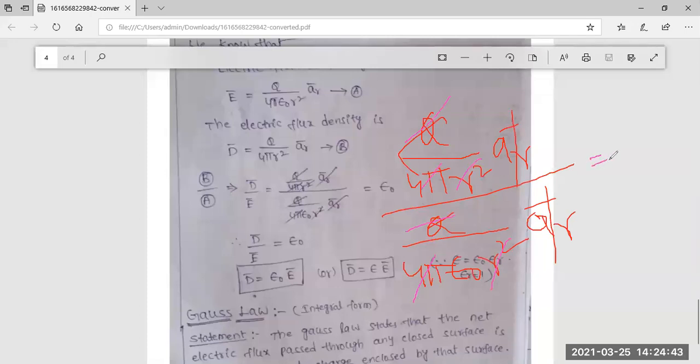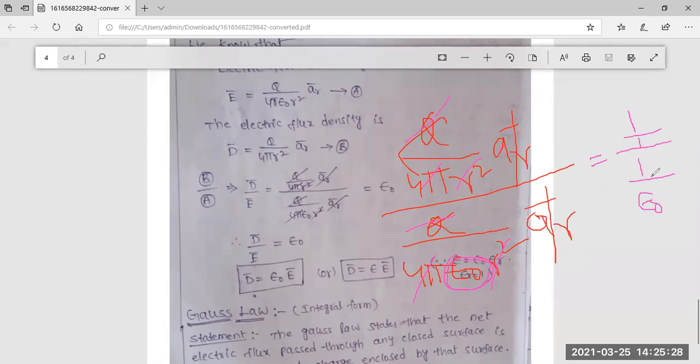Finally, what is the remaining term? Except epsilon naught, all the terms cancelled. For free space, take epsilon naught; for a medium, take epsilon. Except epsilon naught, all those parameters are cancelled. So we get 1 by, for the numerator, the value is 1, and the denominator is epsilon naught.